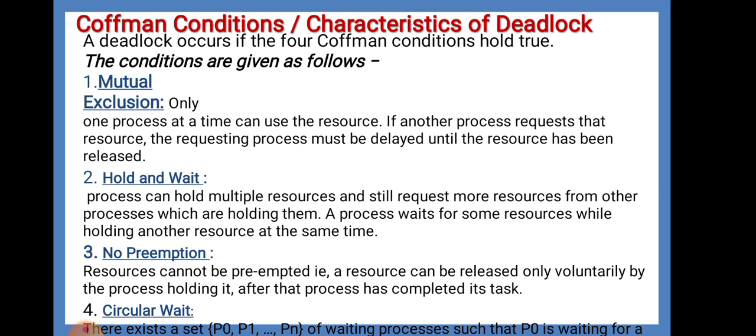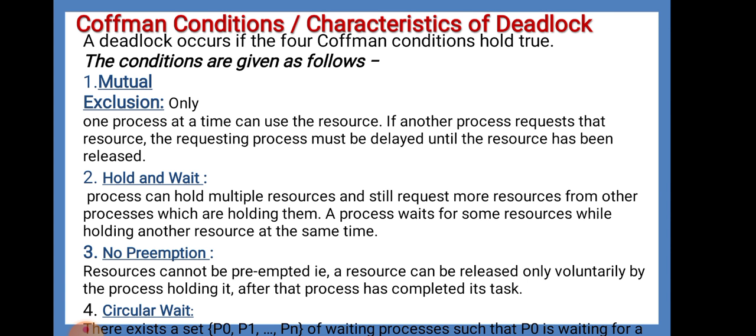So the third is no preemption. We are already familiar with the word preemption. No preemption means the resources cannot be preempted. Resources can be released only when that particular process completes its execution.